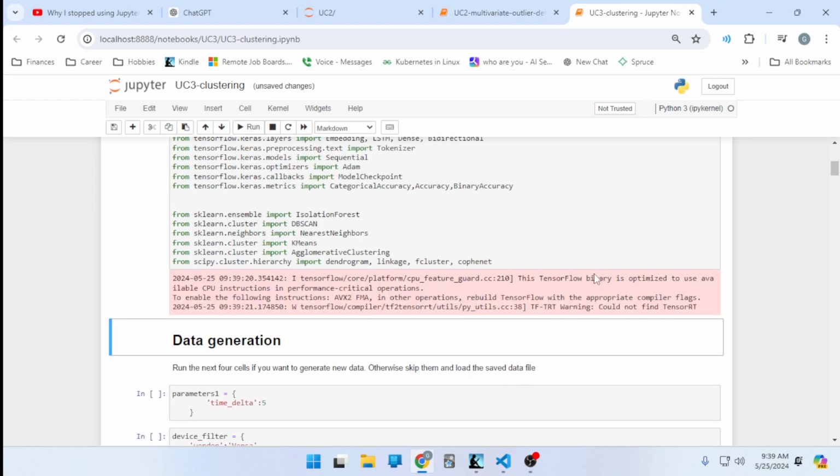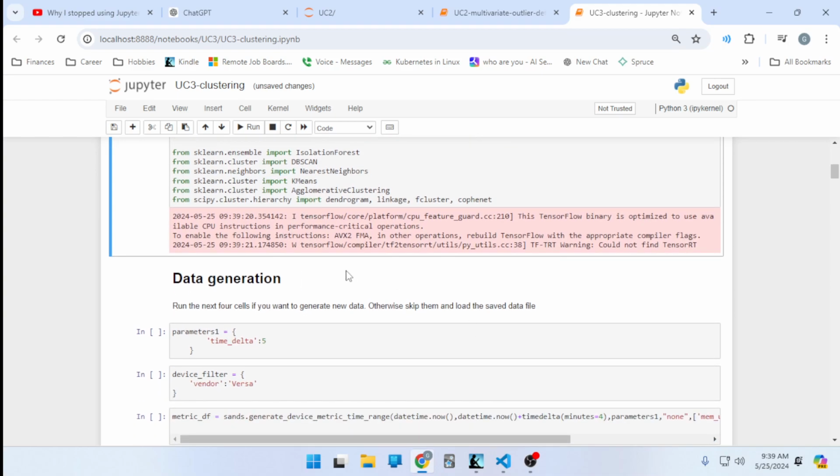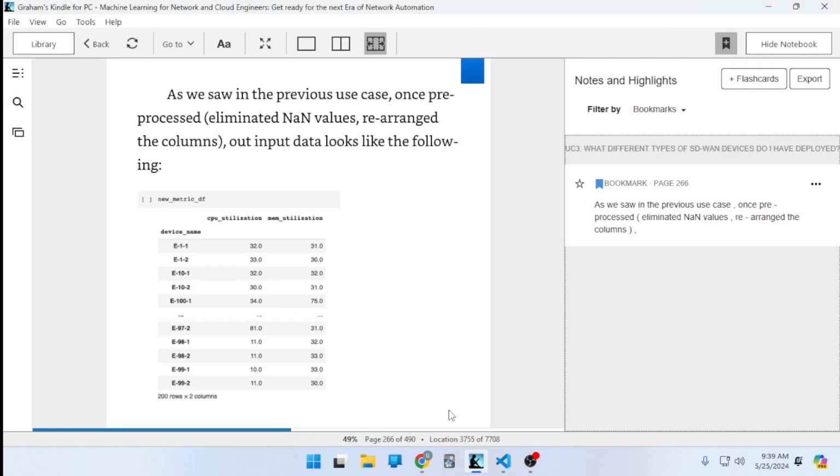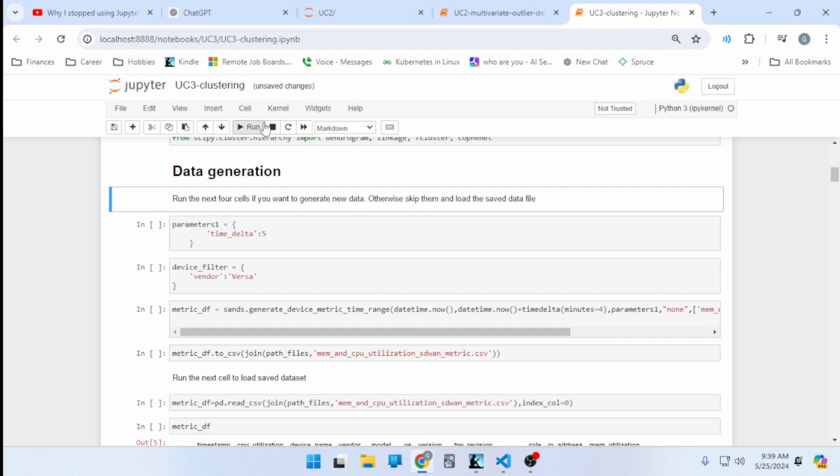All right, so yeah, we got the regular warnings. They're not errors, they're just warnings. We could configure it in a more optimized way. And we can't find TensorRT. I don't think we need TensorRT, so that's totally fine. All right, so now we're going to get to the new metric df part of it.